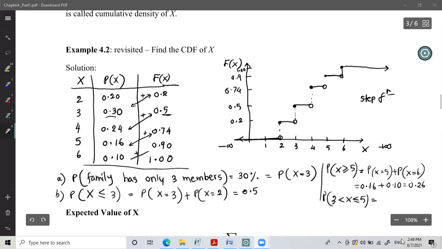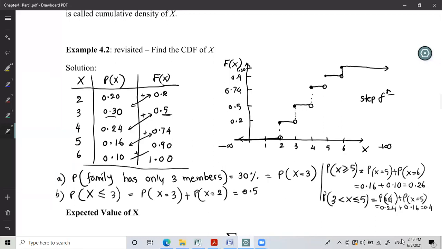How do you get that? Can you add 3? No, 3 is not included. You don't see an equal sign. So you have to start with 4. P(X equals 4) plus P(X equals 5). That's all. So that will be 0.24 plus 0.16, which is 0.4 or 40%. Okay. Is this clear to all of you?